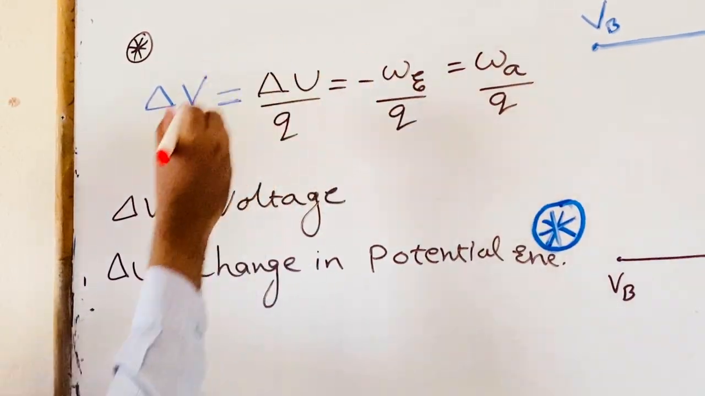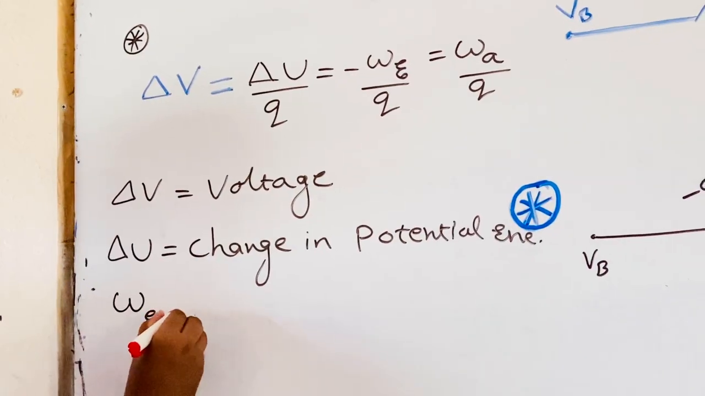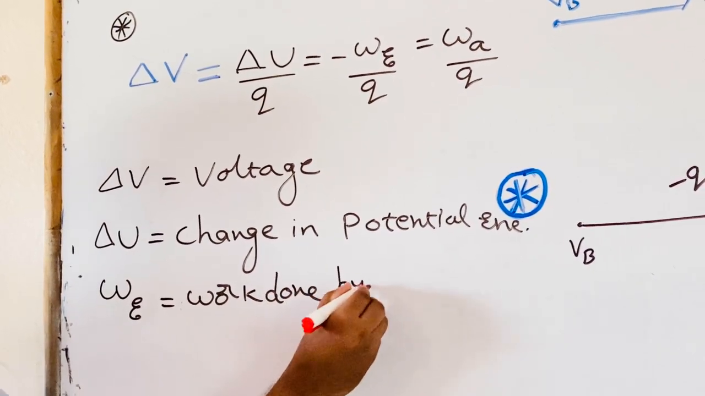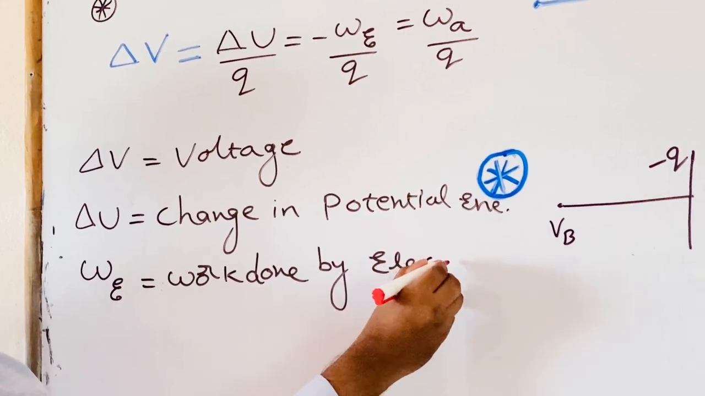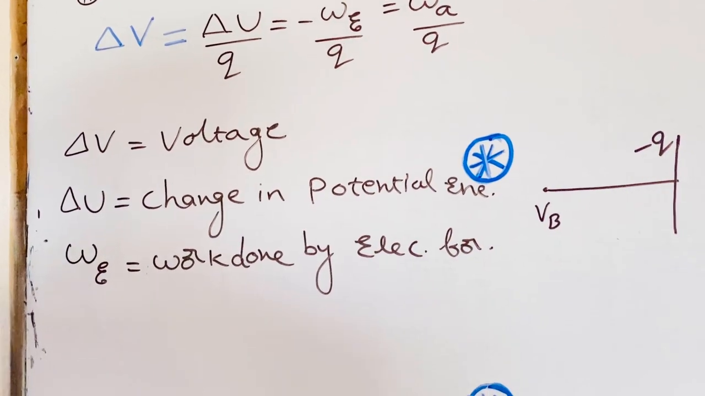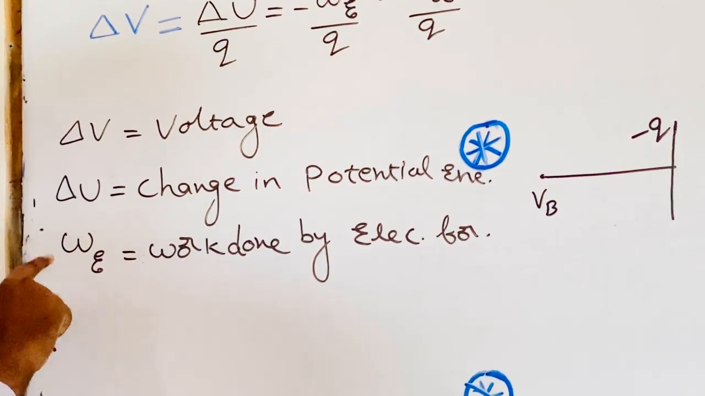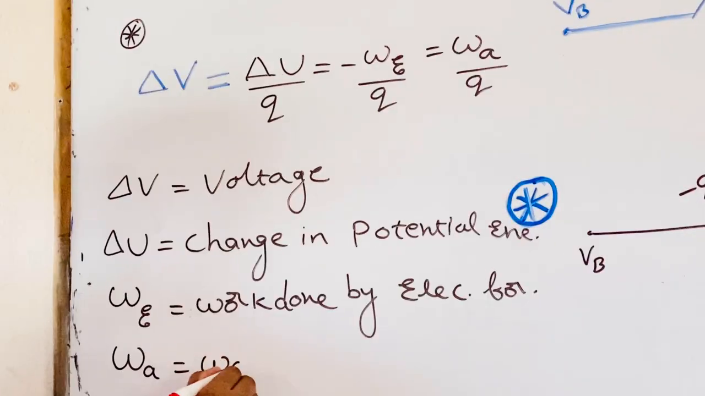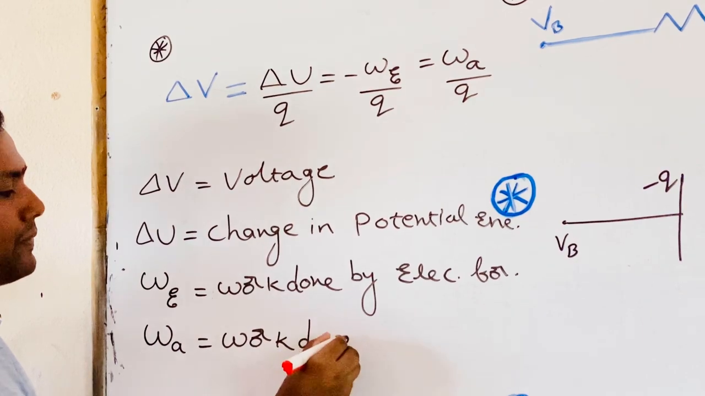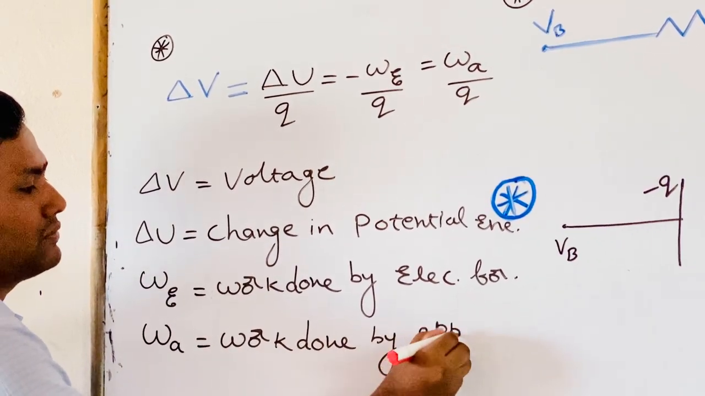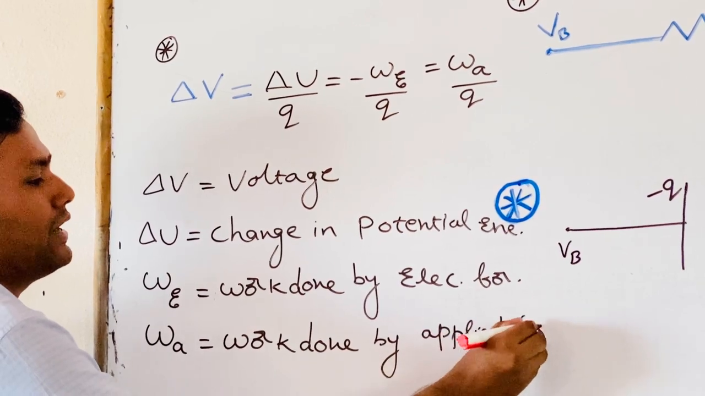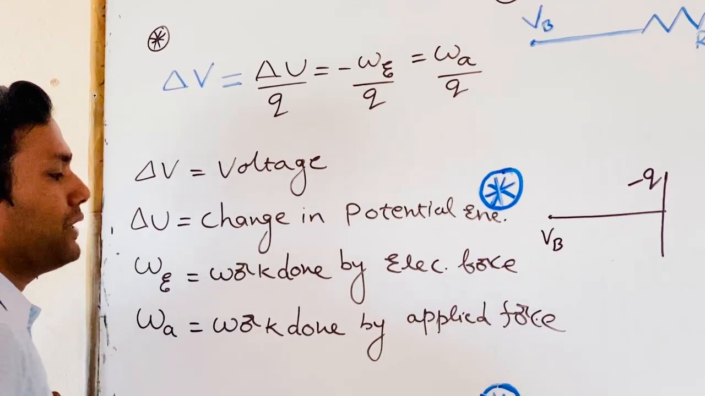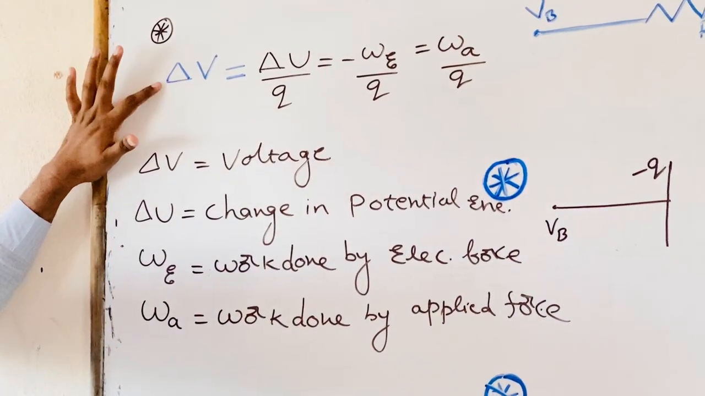Again here you are seeing WE. So what do you mean by WE here? Work done by electrostatic force. So work done by the electrostatic force we are defining as WE. Then WA indicates work done by applied force, or external force. Generally this work done by the applied force or external force is due to what? Battery.